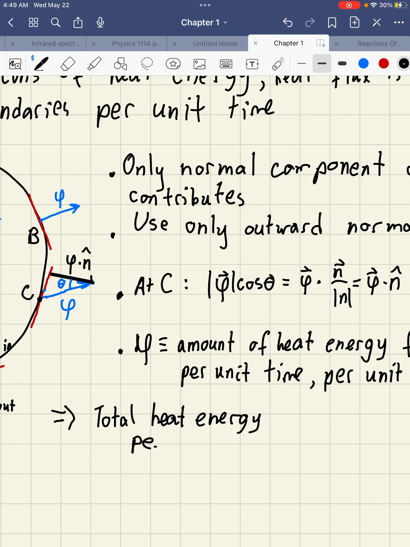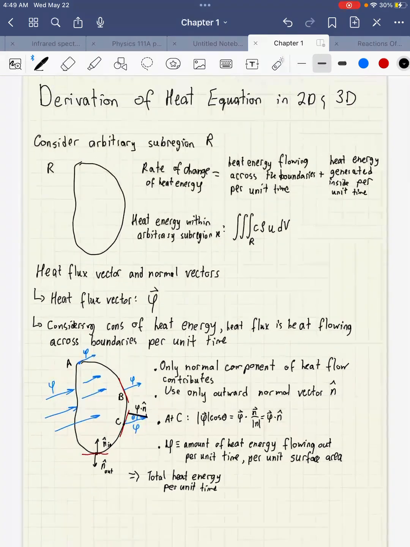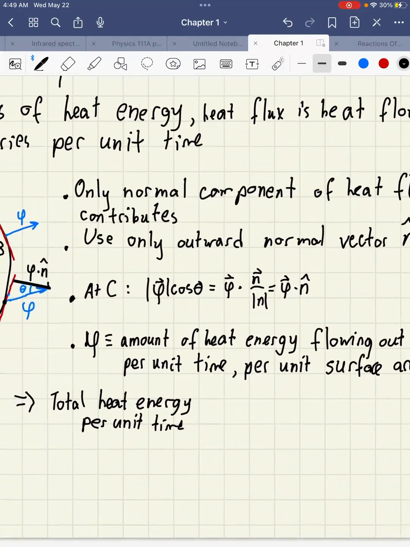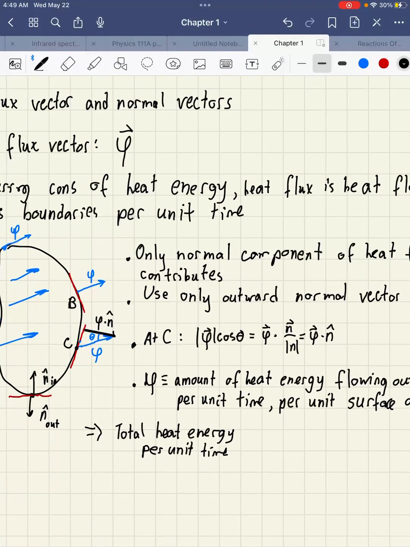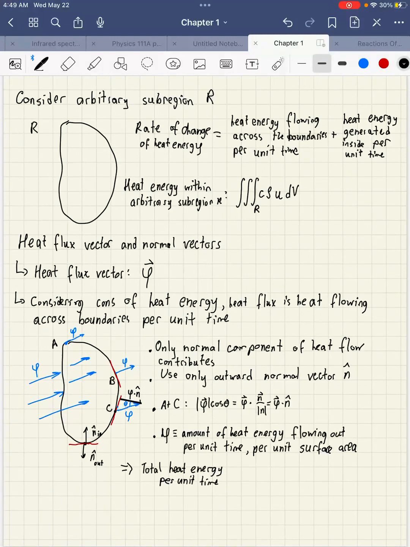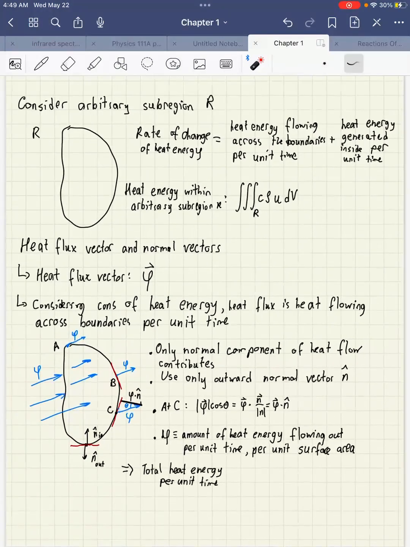per unit of time, which is the heat energy flowing across, in this case this total doesn't refer to the total amount of energy in here. It refers to the total energy flowing across the boundaries. So more correctly, it will be easier if I just write this.